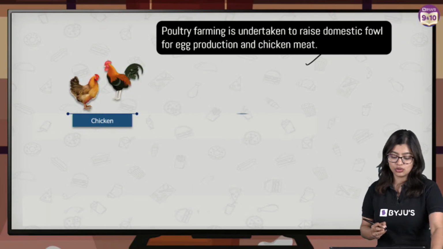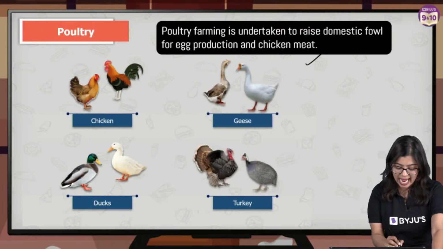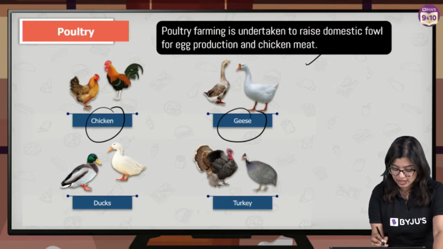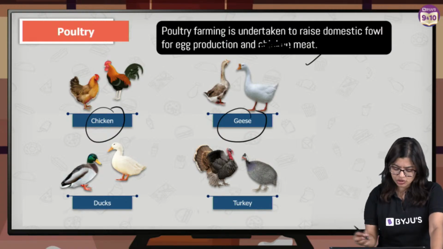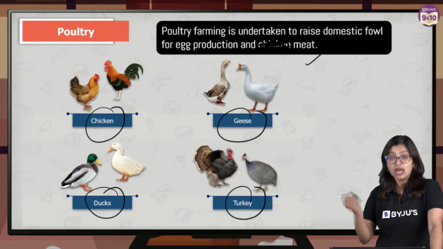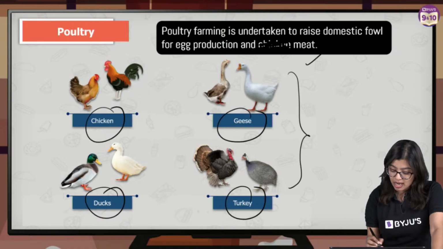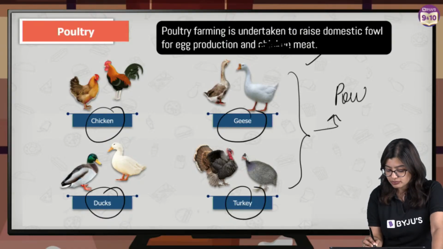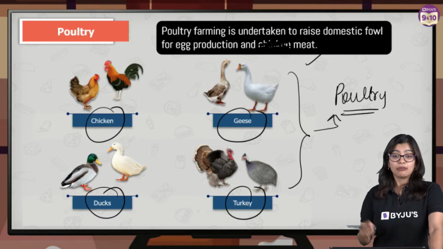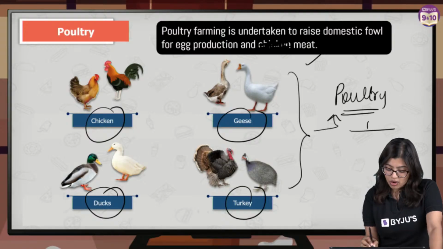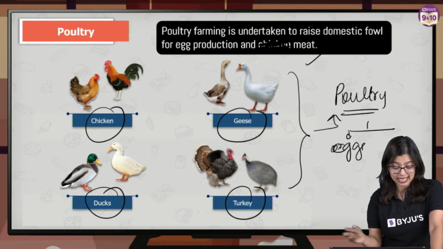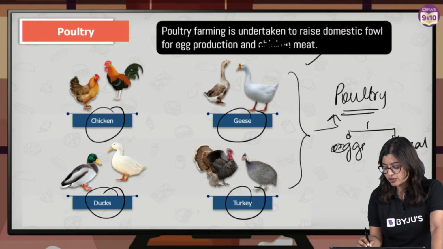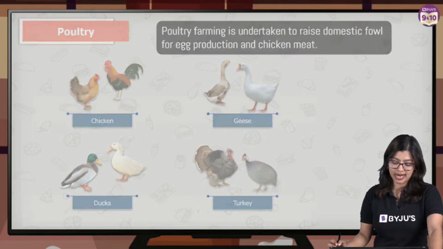So basically it is used for meat. So you see that chicken, geese, I'll not say chicken meat, but meat in general, right? So here as you see chicken, geese, ducks, turkey, they all come under the category of poultry, right? Because we get both eggs from them and we also get meat from them, right?